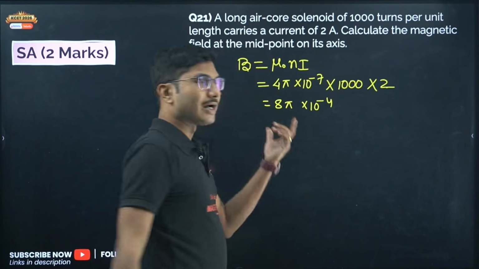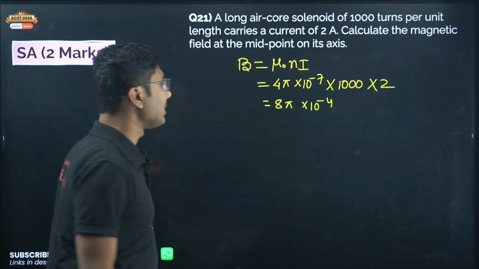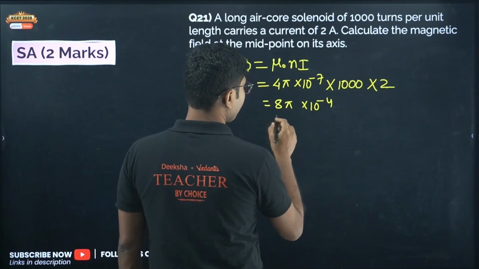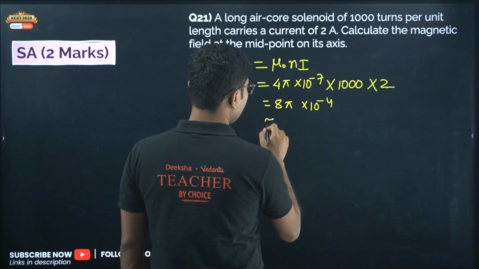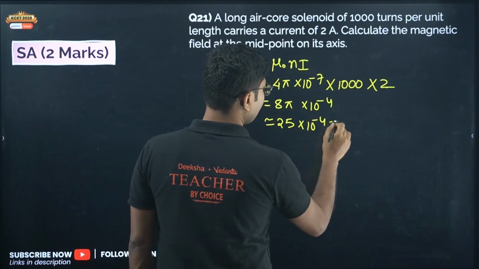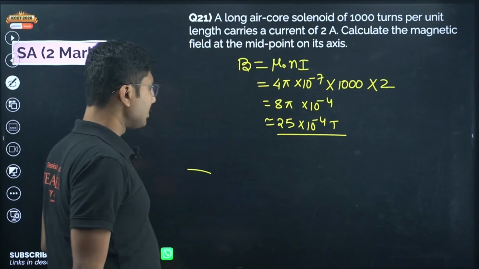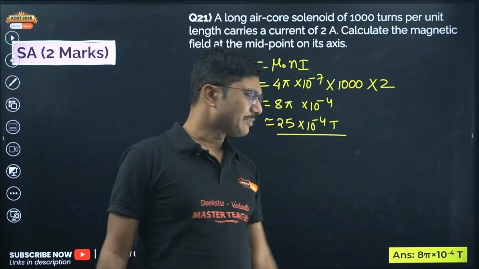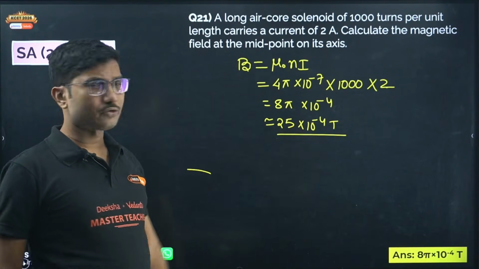Now you can leave the answer over here, or you can multiply by 3.14 and you will get approximately 25 into 10 to the power of minus 4 Tesla. Okay, approximately this will be the answer. In this case I have kept it 8 pi, but 25 is also acceptable.